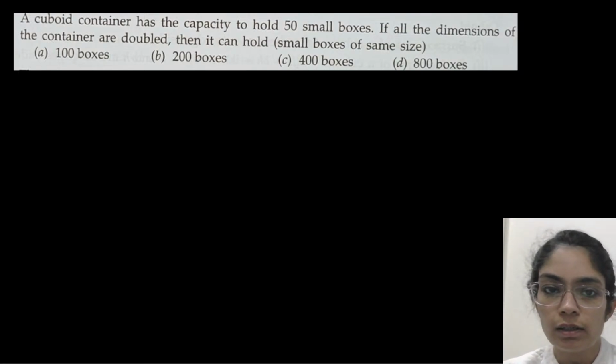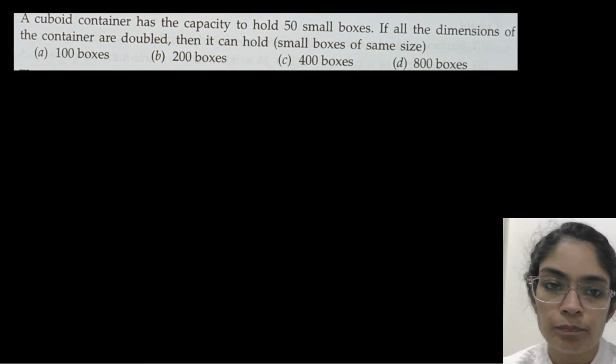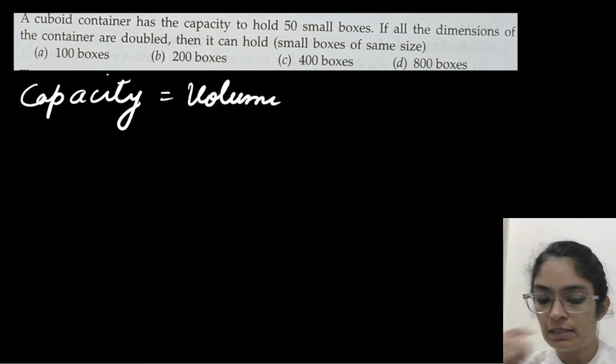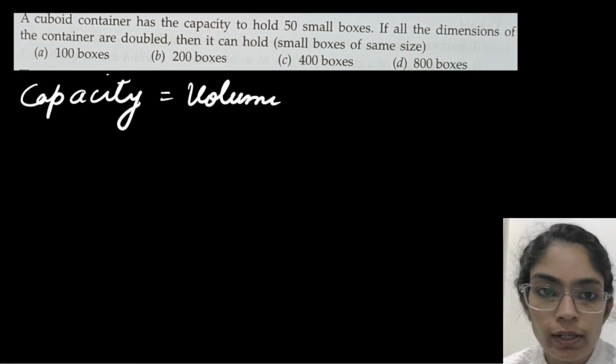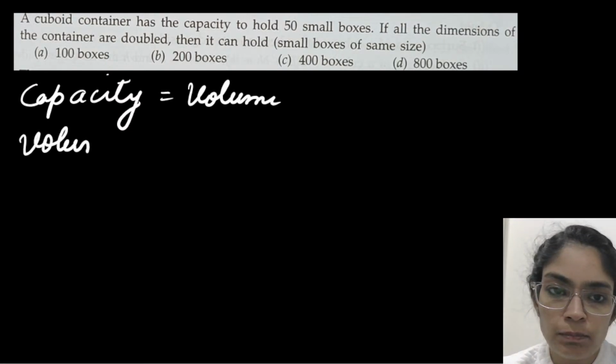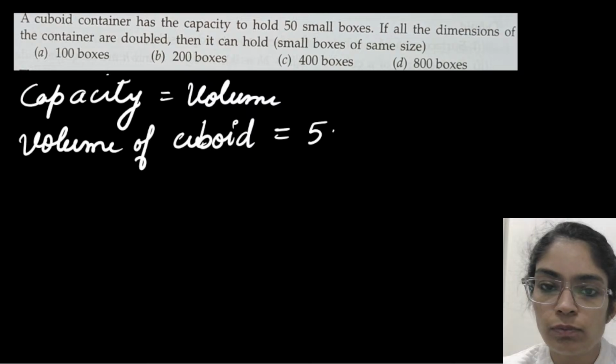A cuboid container has the capacity. Capacity means volume. If the word capacity is there, that means it's volume. So what is given to us? A cuboid container has a capacity of 50 boxes. So the volume of the cuboid is given to us, it's actually 50 boxes.